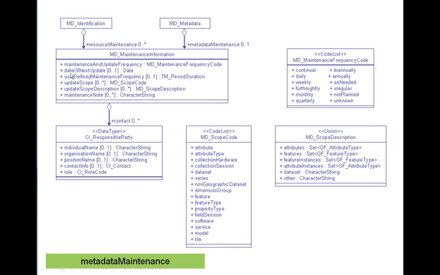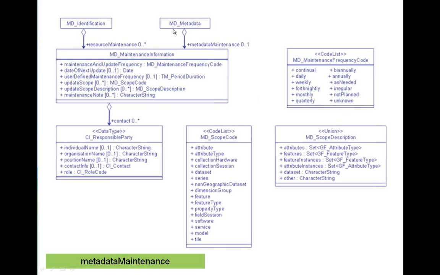And then maintenance information here has maintenance and update frequency, date of next update, user-defined frequency, update scope description, maintenance note, and then it also contains a responsible party with the individual name, organization name, position name, contact information, and the role. And you see here again these code lists.